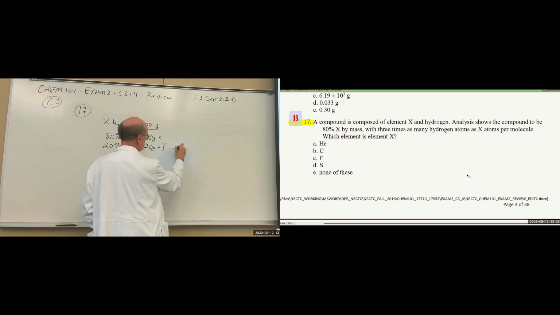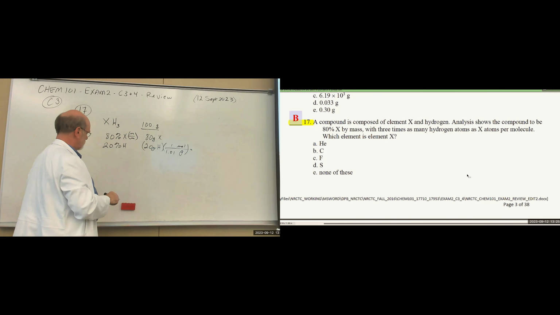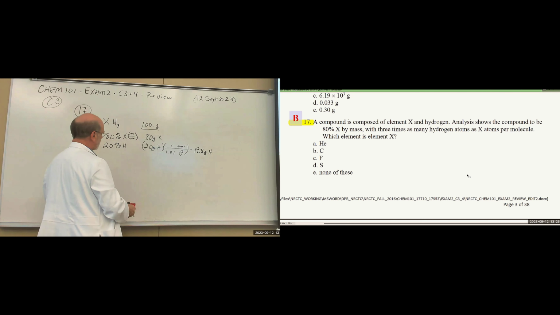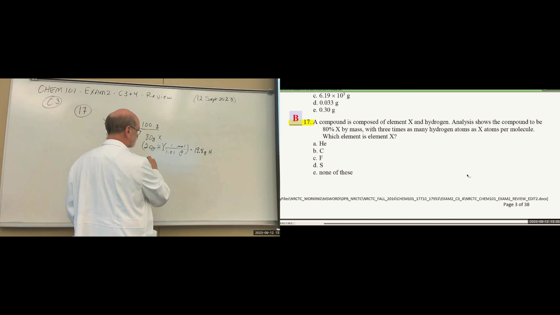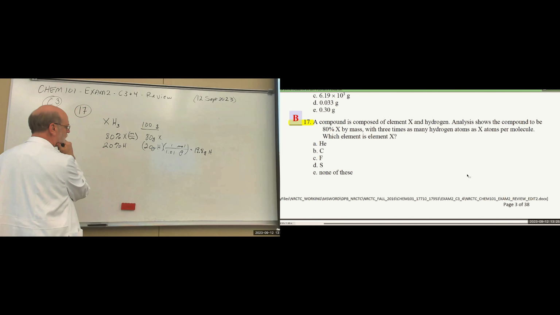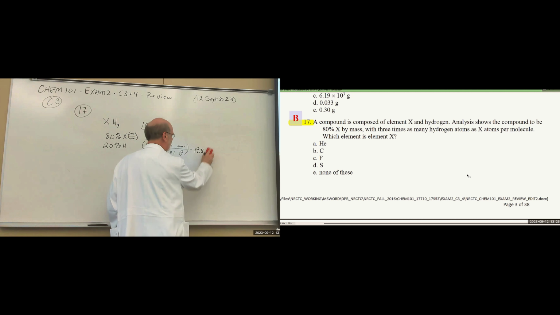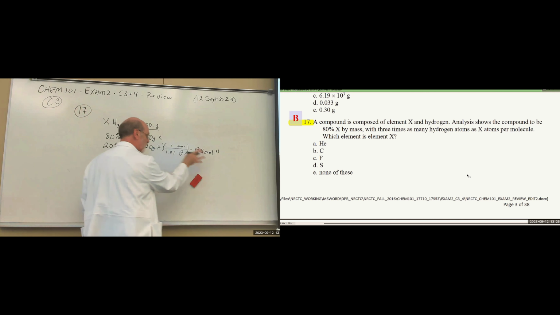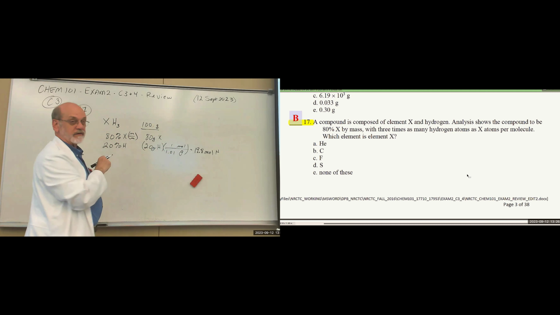I'm not sure if I'm following the sheet or not. I'm just working it out. All right. So if we got 20 grams of hydrogen, then how many moles of hydrogen do we have? 20 divided by 1.01 is 19.8. Oh, I'm sorry, not grams, moles. That many moles of hydrogen. Okay. If we have this many moles of hydrogen, how many moles of X do we have?